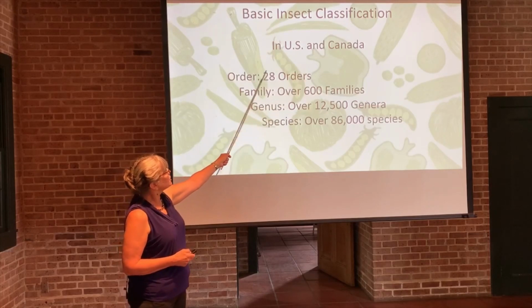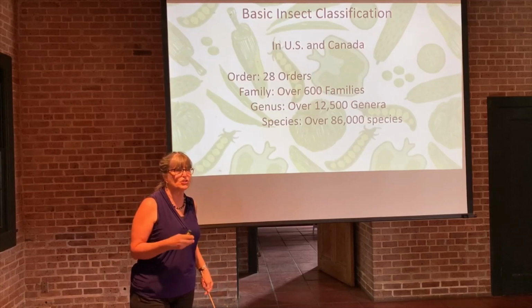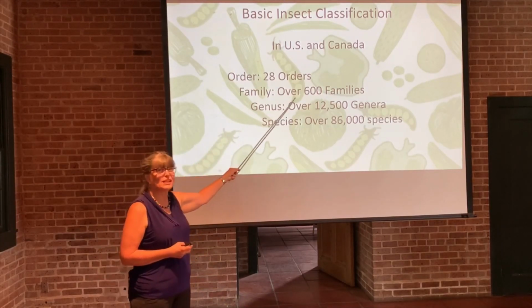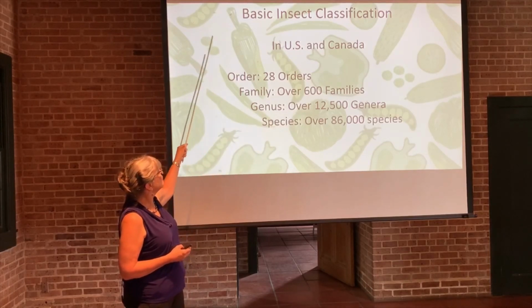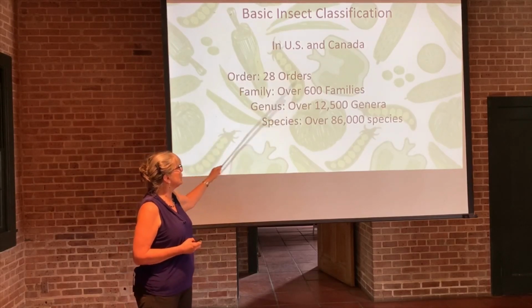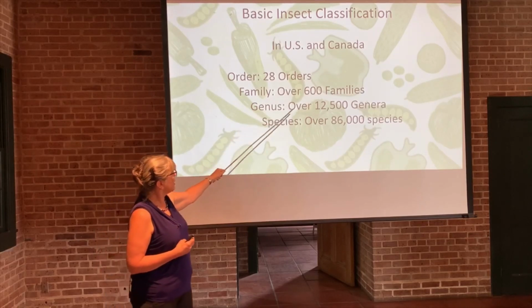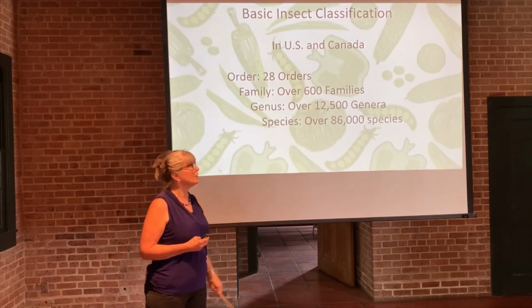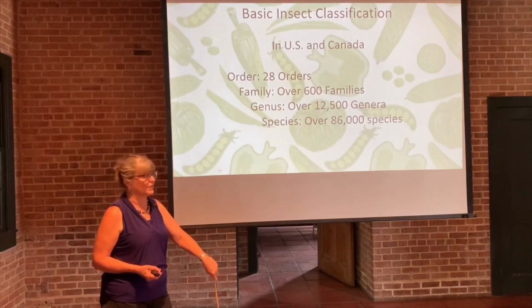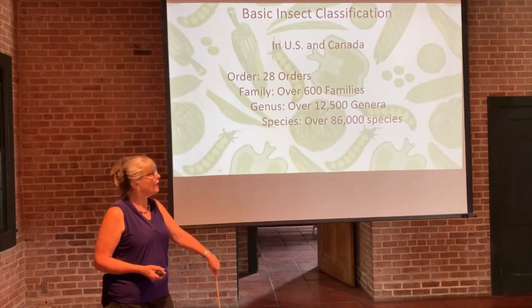Basic insect classification, this is in the US and Canada. Just to give you some numbers, you don't need to remember these. This is just to give you a general idea. There are 28 different orders, then over 600 families. So we've got kingdom, phylum, class, and then order, and then they're broken down into families, over 600 of those, and then genera, or genus types, and there are 12,500 of those, and then those are broken down into species, which are 86,000. So we're talking about a lot of different kinds of insects just in the US and Canada, not to mention throughout the world.